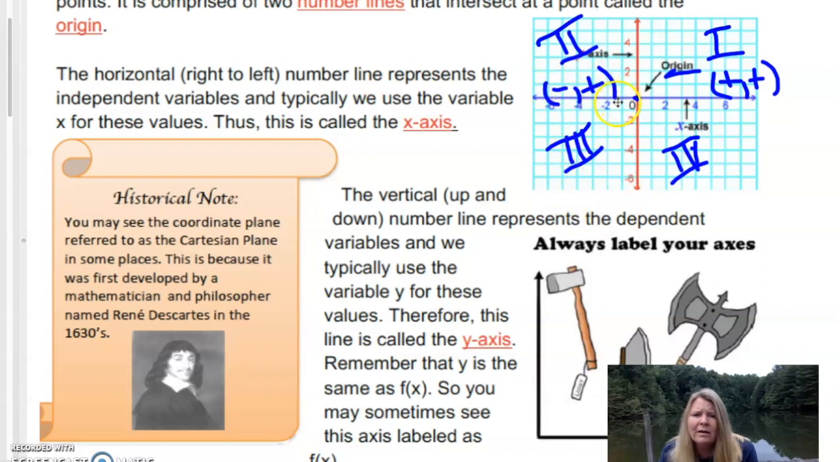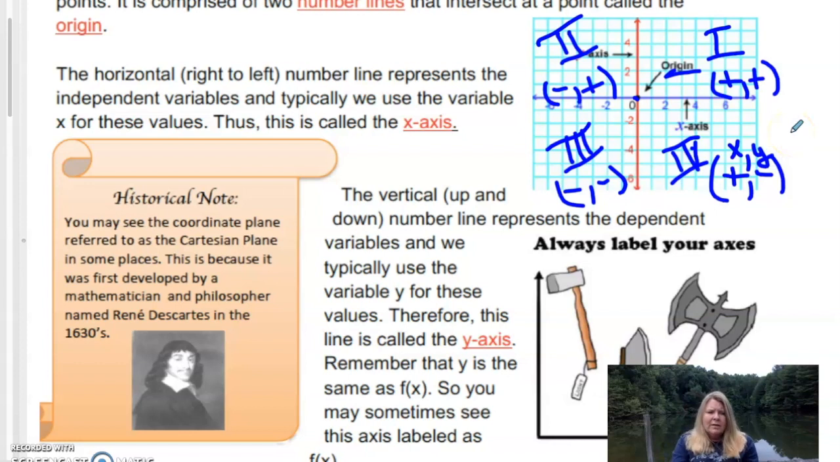Quadrant 3 is to the left and below, so both of those are negative. Both the x and the y are negative in quadrant 3. But if you go over to quadrant 4, in that quadrant the x values are positive and the y values are negative. And just to review, remember always the first variable in the ordered pair is an x and the second variable is a y. Okay, let's go to the next slide and talk about what solutions are.